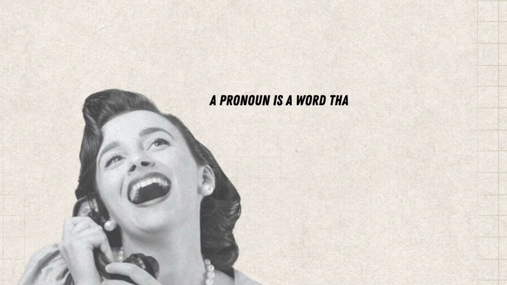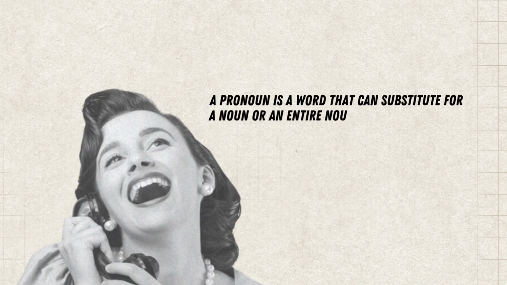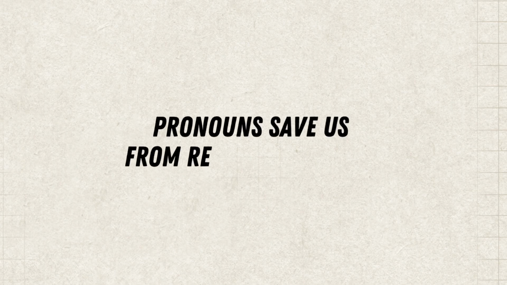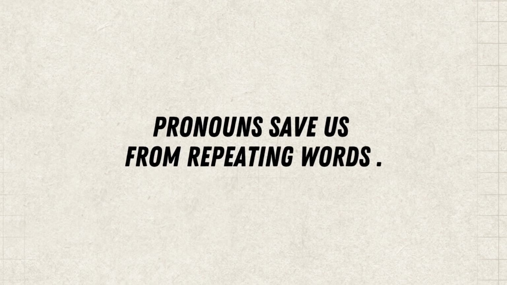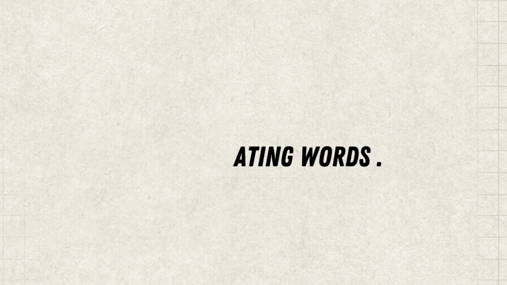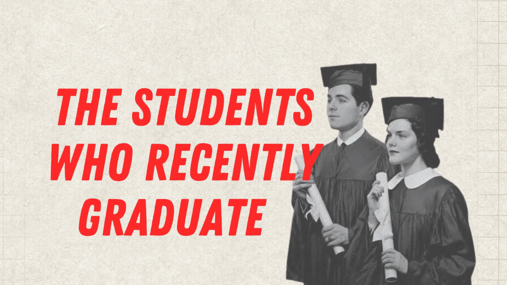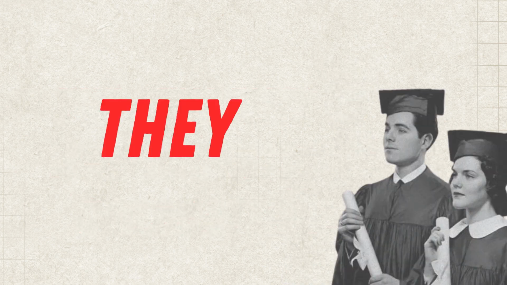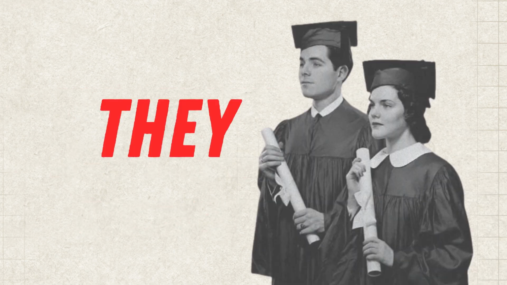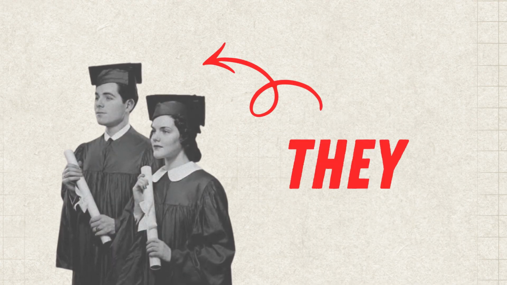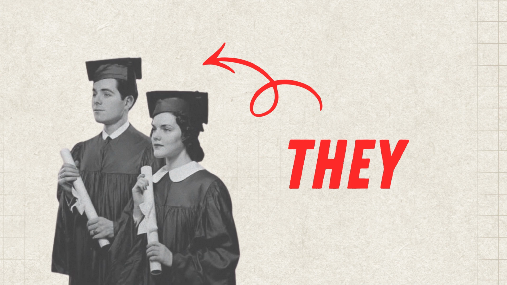A pronoun is a word that can substitute for a noun or an entire noun phrase in a clause. So, pronouns save us from repeating words by referring back to nominals in a kind of shorthand. For example, a noun phrase like the students who recently graduated could be replaced by they in a subsequent sentence. The meaning of the whole noun phrase is preserved because the pronoun points back to its antecedent.